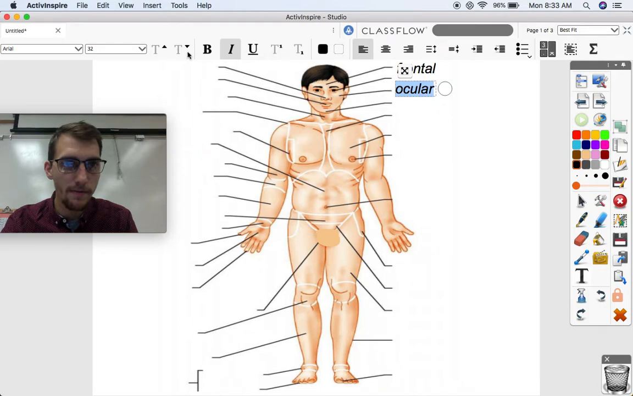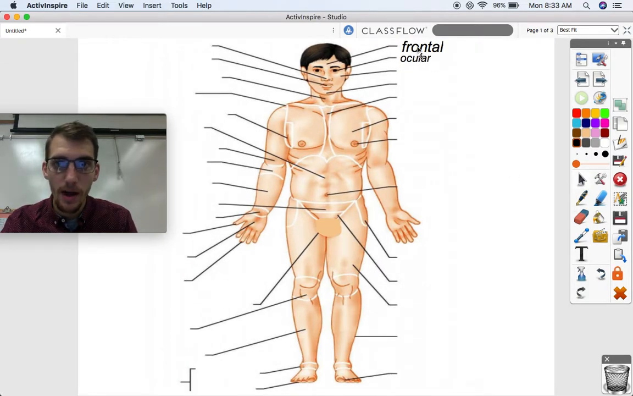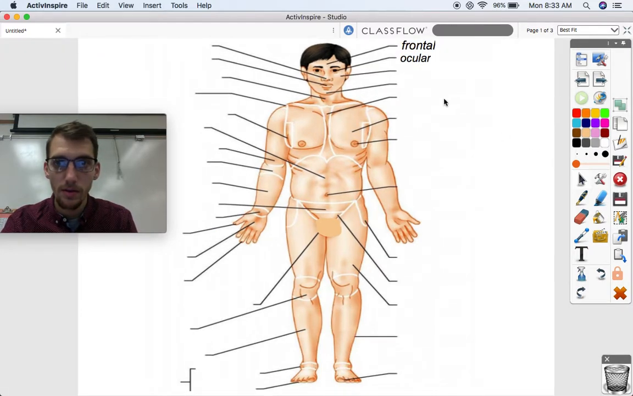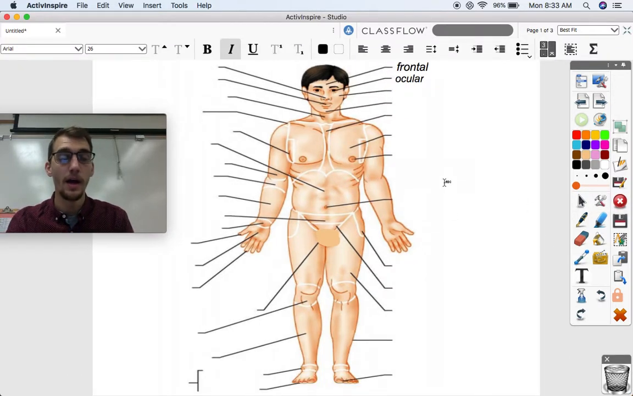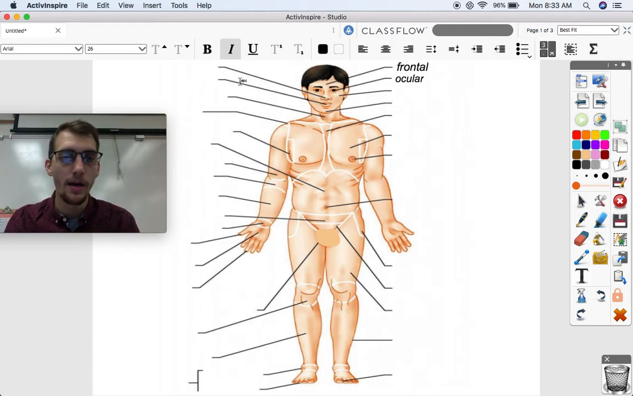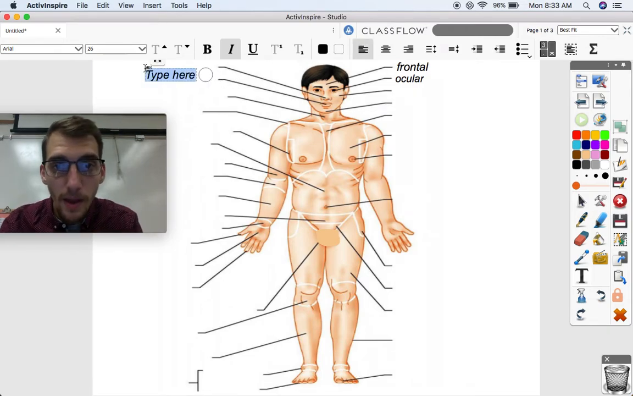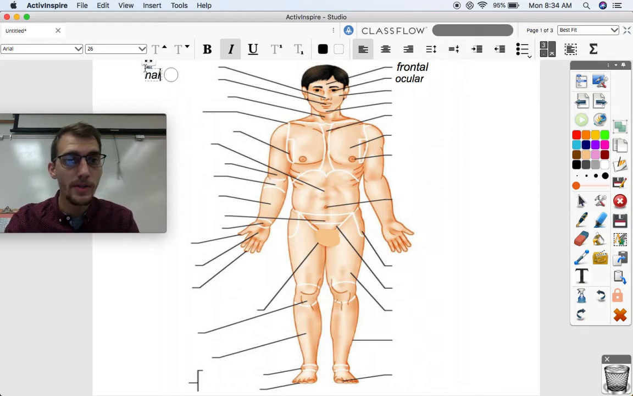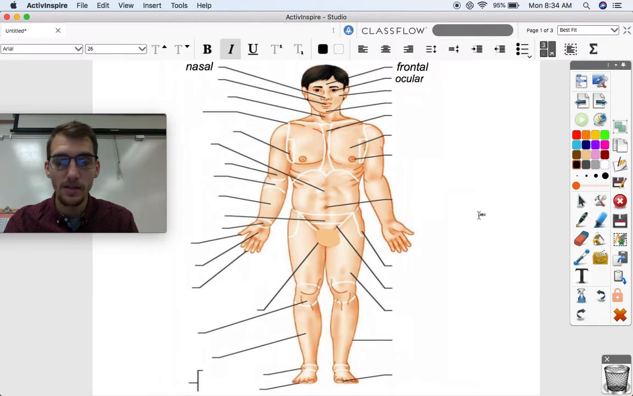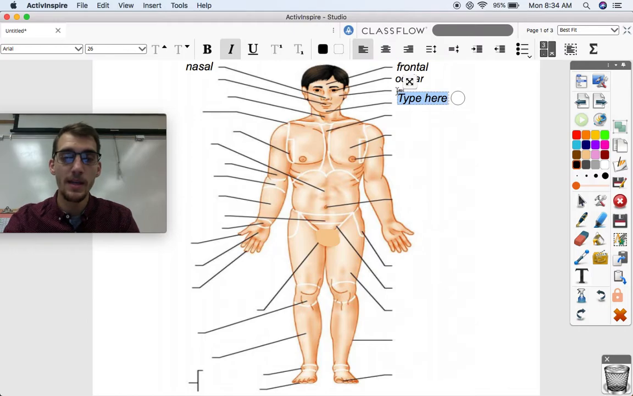Let's bring down the font just a little bit. There we go. Ocular region, right down there. Let's bring that down. There we go. Much better. All right. So ocular, the oculus, has to do with anything having to do with the eye. Okay, so the nasal region refers to the nose. Nasal passages refer to those going in your nose. So nasal is the term that we use for nose in anatomy.